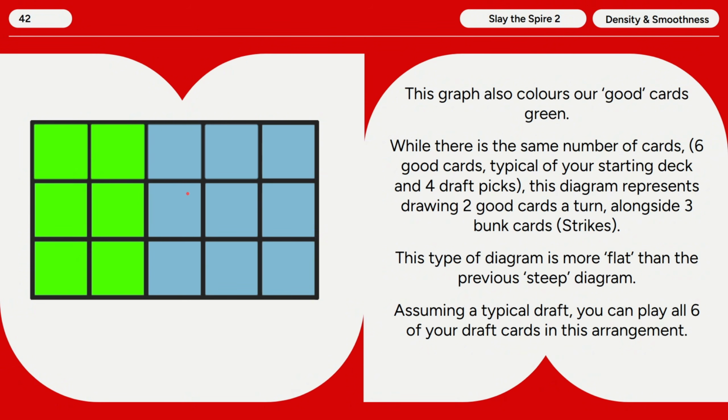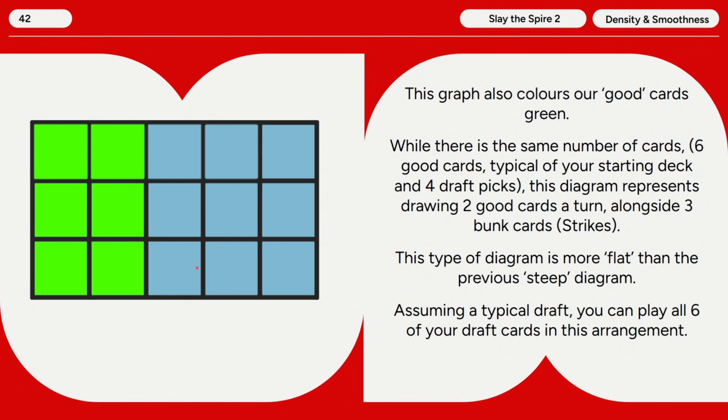Well, let's just reorganize the green cards, right? This graph also colors our good cards green. We get to spend our energy on 2 good cards per turn and 1 bad card per turn, but by doing that, we get to play all 6 of our good cards over the course of 3 turns, as opposed to the previous graph where we only got to play 4 of them. While it's the same number of cards, 6 good cards being typical of the starter deck and 4 draft picks, this arrangement is much more flat. You can play all of the cards you've drafted as well as the best cards in your starter deck.